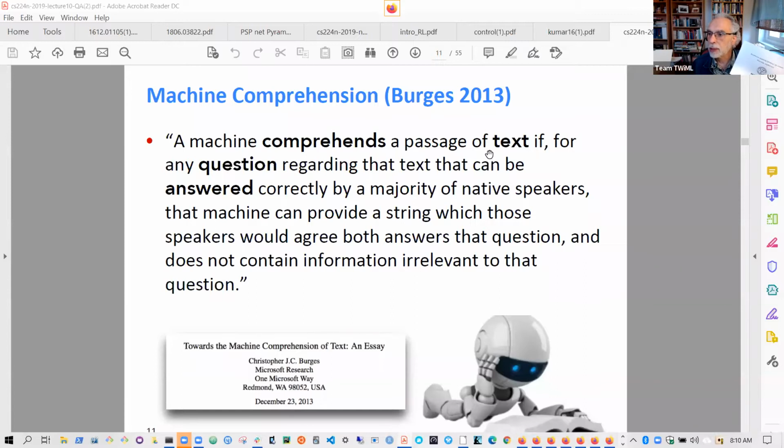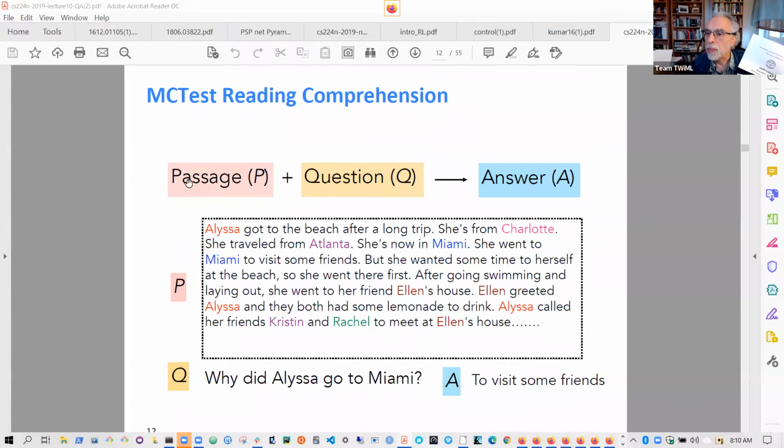It says a machine comprehends a passage of text if any question regarding that text can be answered correctly. Okay, so there's two things. It has to answer the question, and human beings have to agree that it answers the question, and they also have to agree that it doesn't contain extraneous information that you didn't ask for. So that's the general idea of machine comprehension. You're given a passage and a question, and then you find the answer to the question.